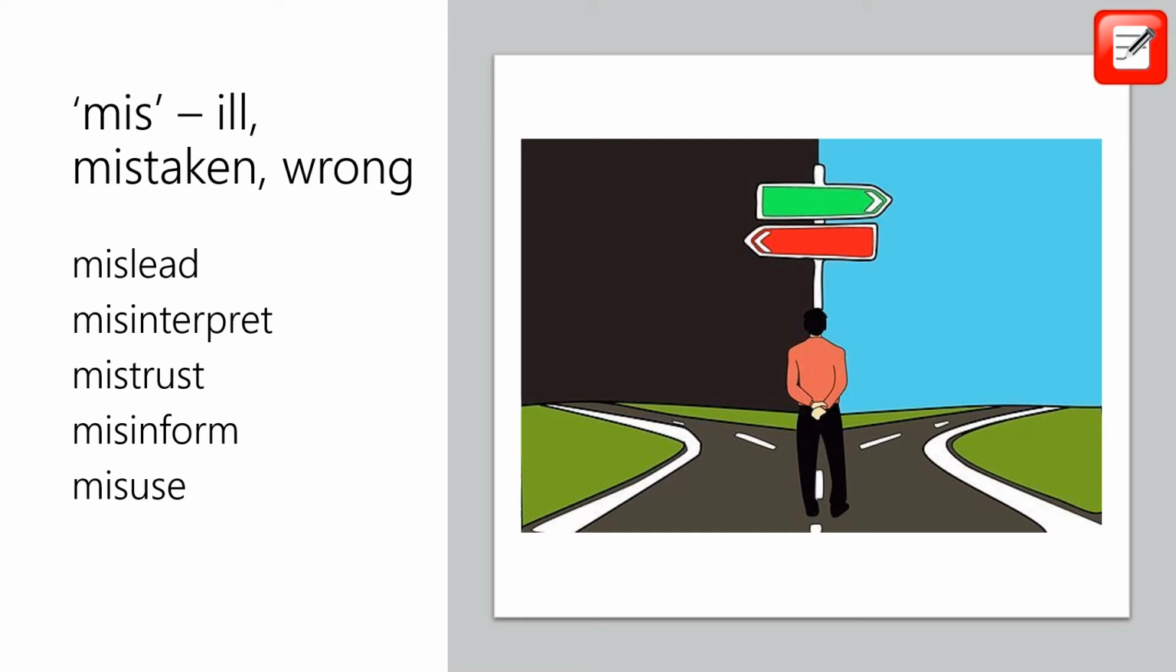Mark Twain used the word misinformation, and in this lesson you will come across lots of words that start with the prefix mis, which means ill, mistaken, wrong, such as to mislead, misinterpret, mistrust, misinform, or misuse. Stop the recording and copy them in your notebook and learn them.